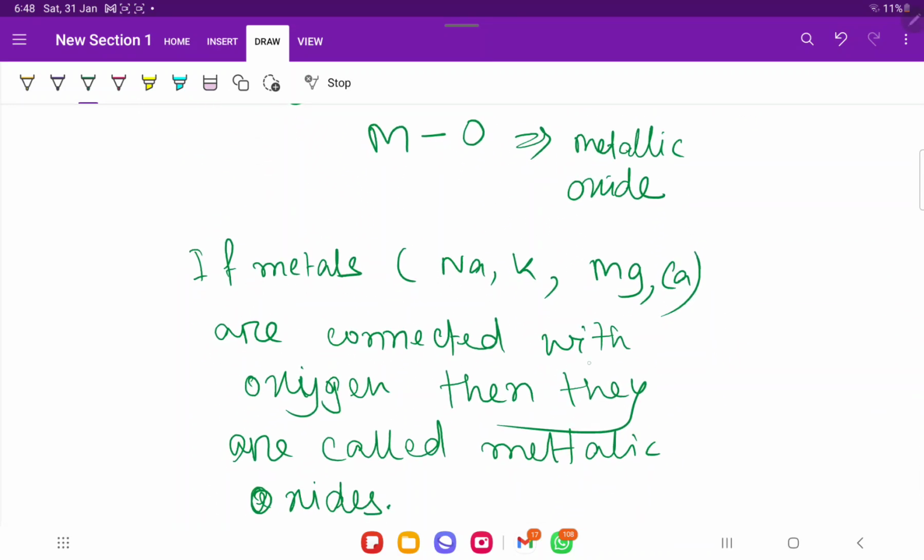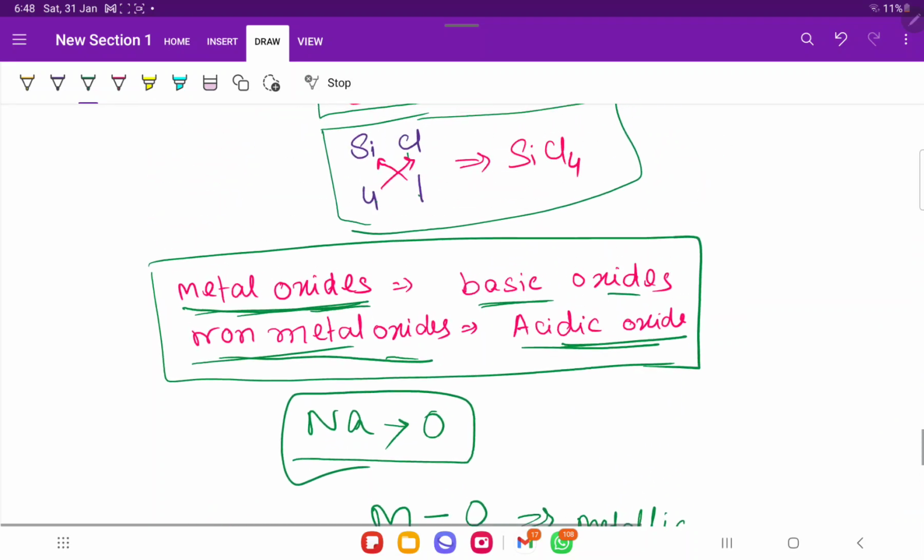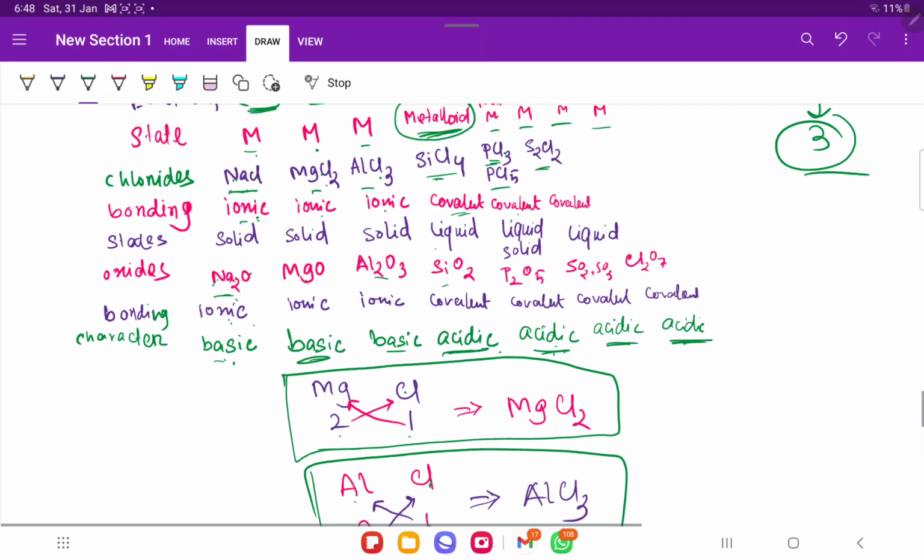If metals are connected with oxygen, then they are called metallic oxides. If it is a non-metal, then this is called a non-metallic oxide.